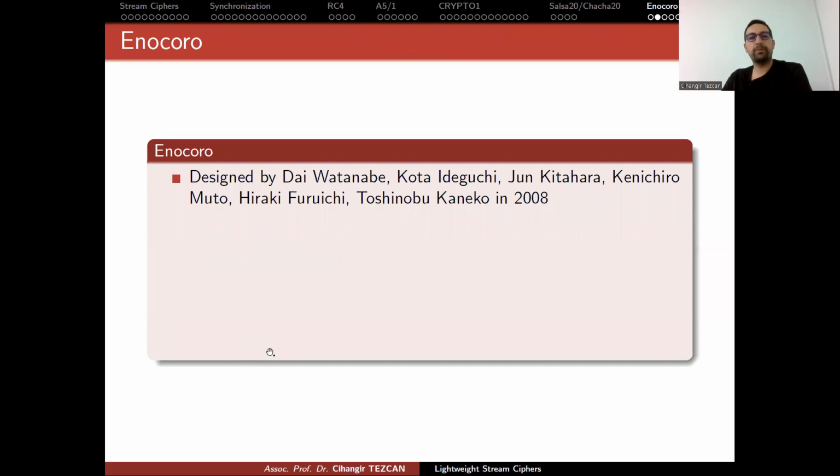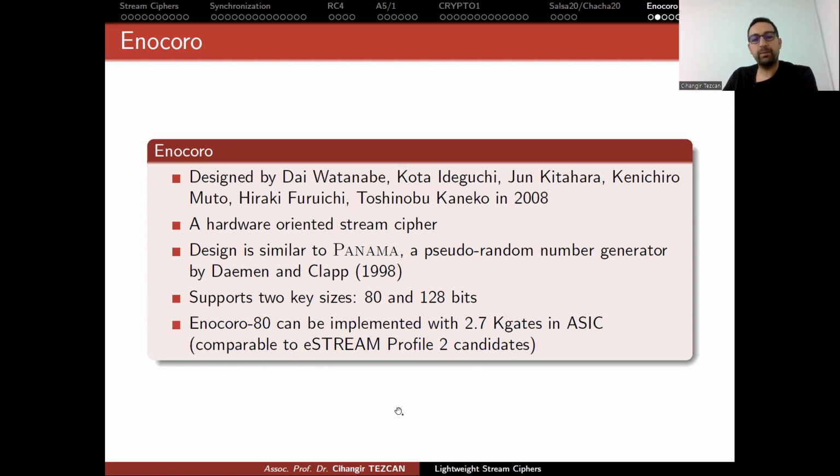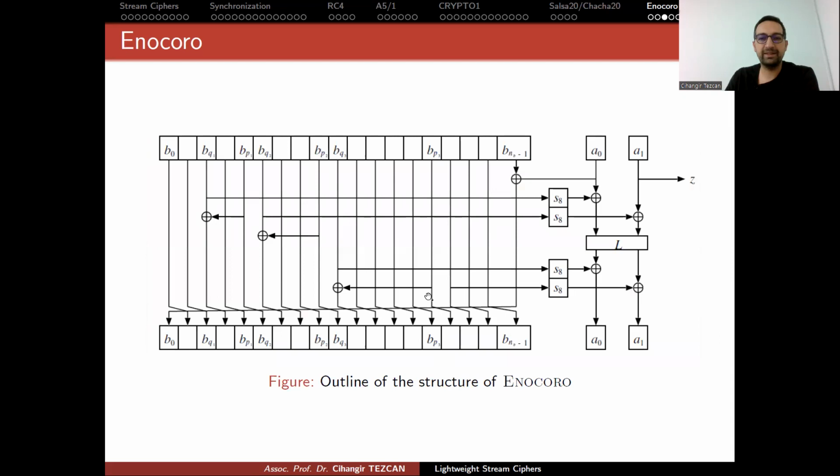So let's look at Enocoro, designed in 2008. It is a hardware-oriented stream cipher. Design is similar to a very old hash function called Panama, a pseudo-random number generator by Daemen and Clapp. It supports two key sizes, 80 bits and 128 bits. Enocoro 80 can be implemented with 2.7 kilogates in ASIC, comparable to eStream Profile 2 candidates. So I think this is the initial structure of Enocoro. The operations are very simple, like XOR and so on. But if you're interested, you should check the proposal of Enocoro to see how it works.